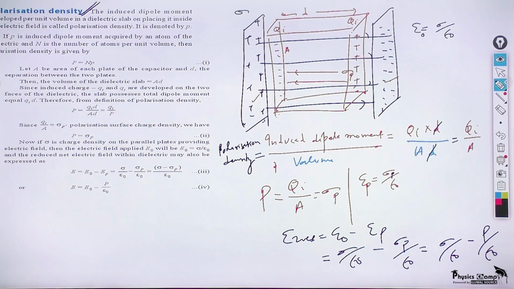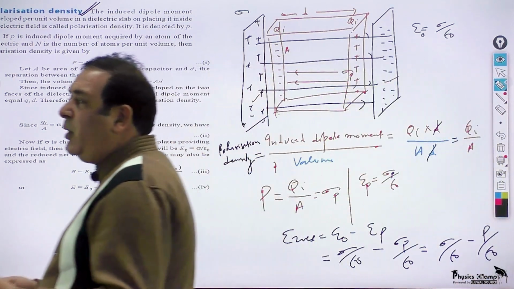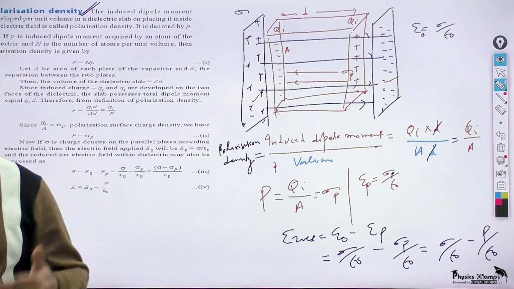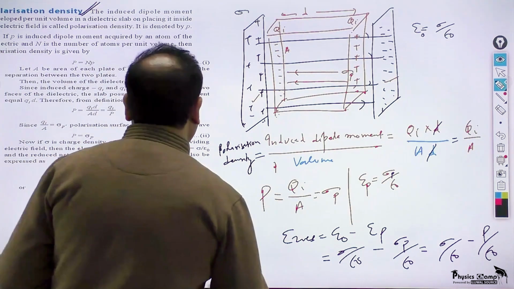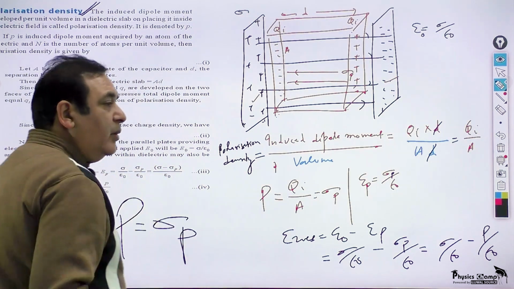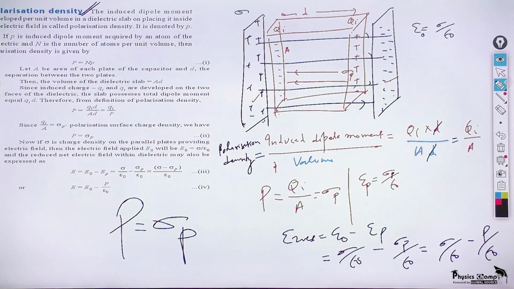So that's how sometimes you may come across this term polarization density. It is the induced dipole moment per unit volume, and polarization density, induced dipole moment per unit volume, is also equal to induced charge per unit area.